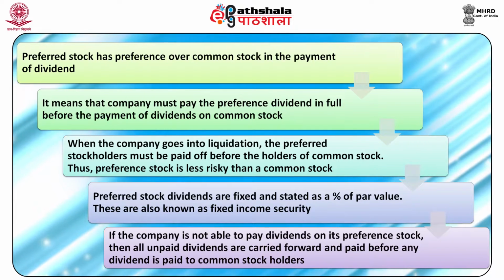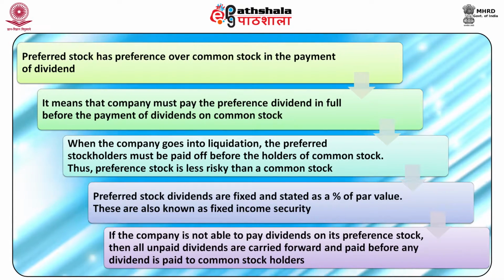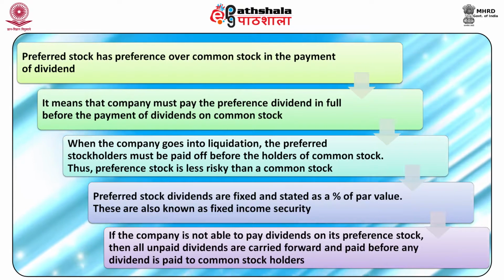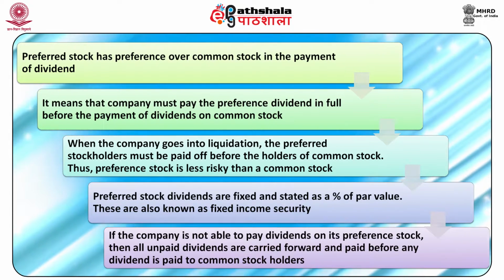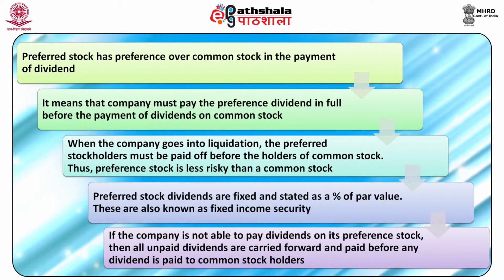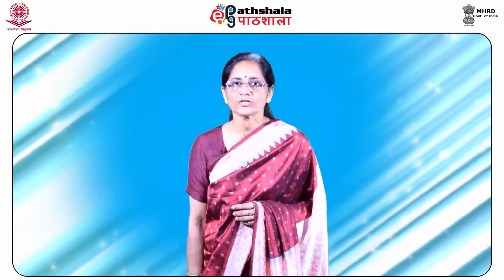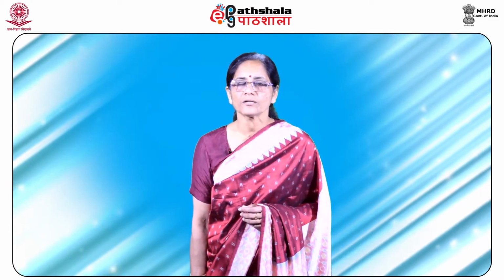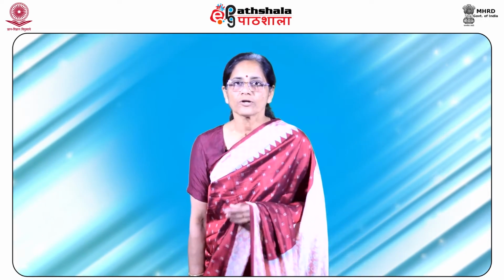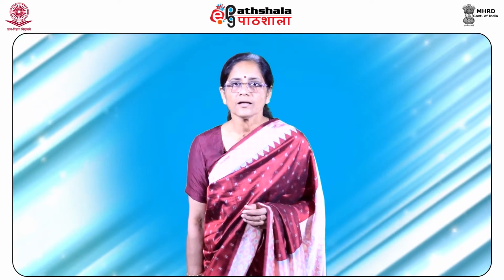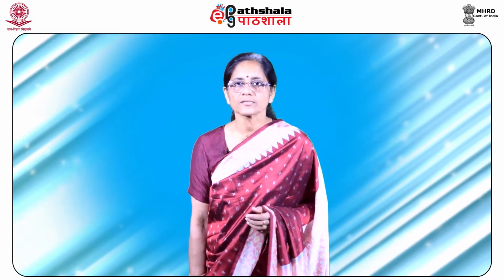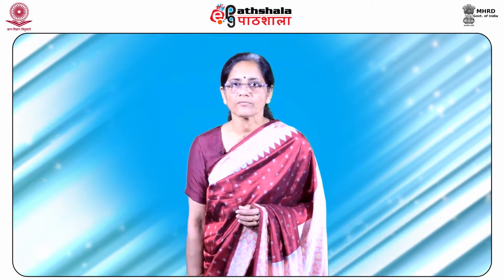The second feature of preferred stock is that preferred stock dividends are fixed and stated as a percentage of par value. These are also known as fixed income securities. The third feature is that if the company is not able to pay dividend on its preference stock, then all unpaid dividends are carried forward and paid before any dividend is paid to common stockholders. The next feature associated with preferred stock is that they may be converted into a predetermined number of shares over a period of time. Initially, at the time of purchase, the conversion rate is set at a rate that is not attractive to the investors.